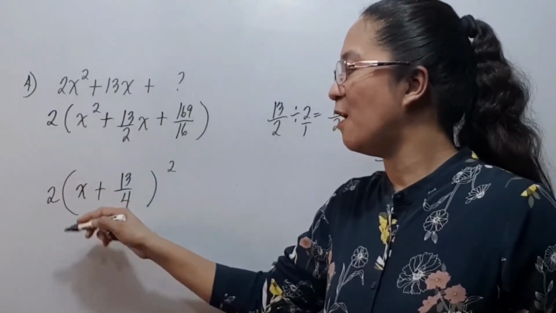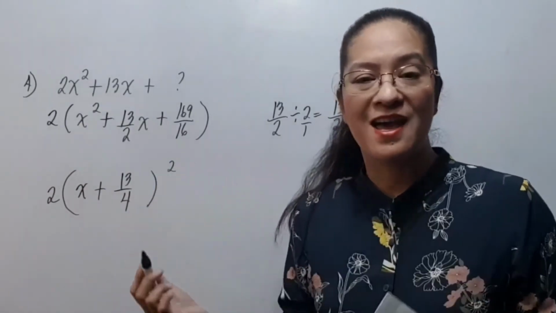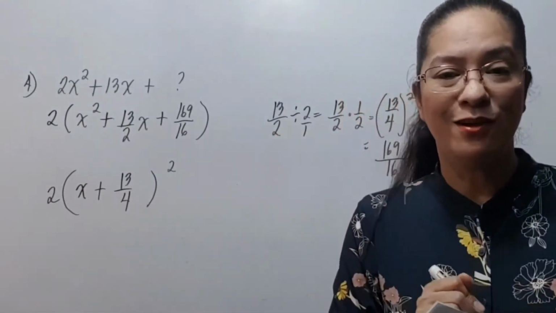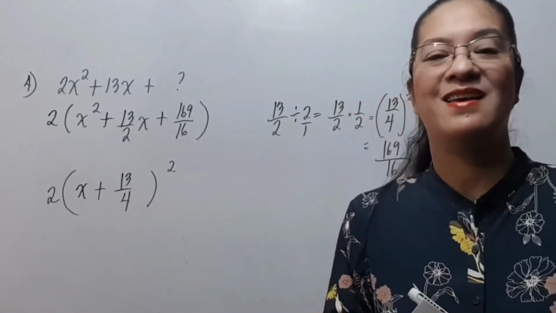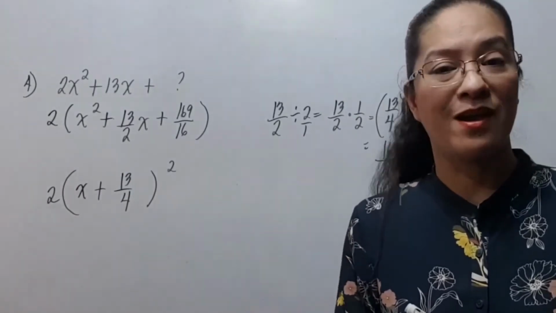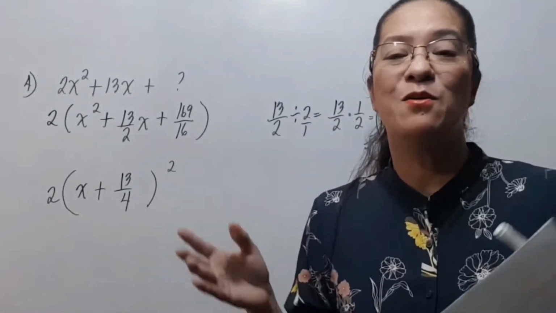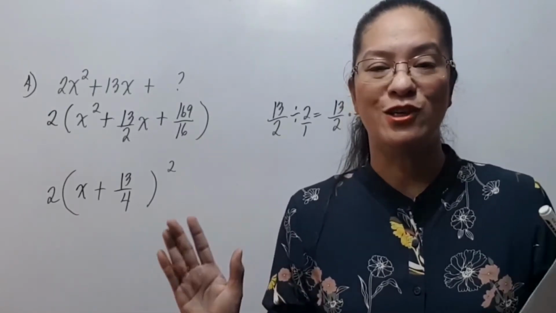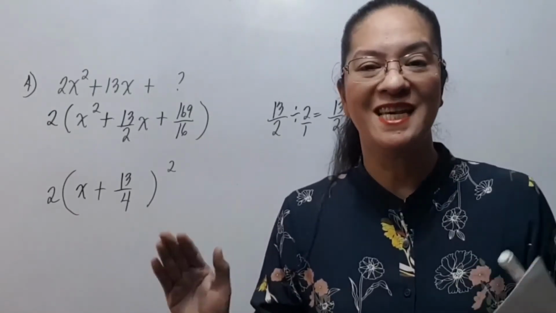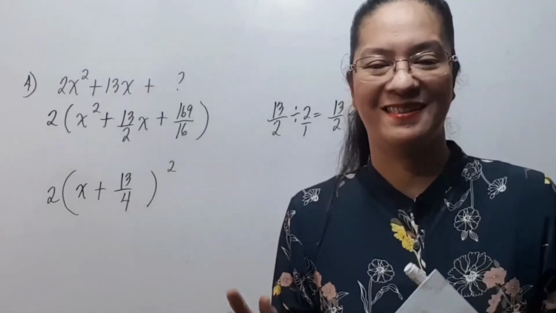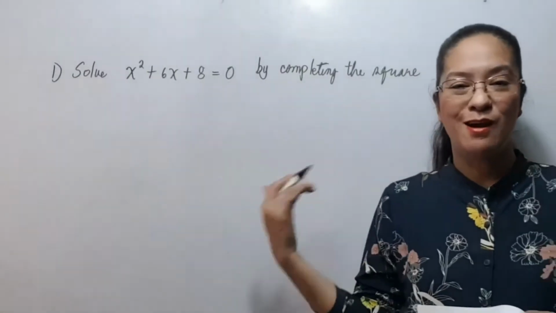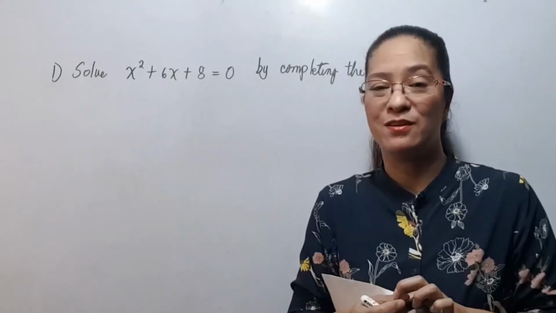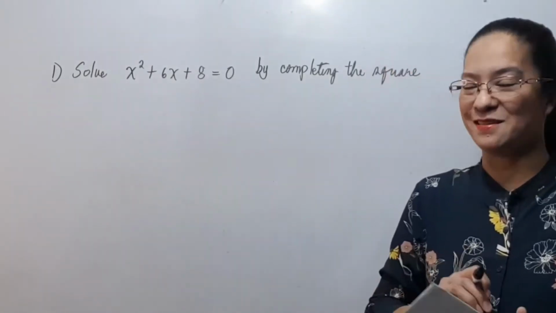Then, we bring down 2. So, ayan. Praktisado na kayo, no? Sa paggawa ng isang perfect square trinomial. So we can now solve quadratic equation by completing the square. Okay, so we are now ready to solve a quadratic equation by completing the square.